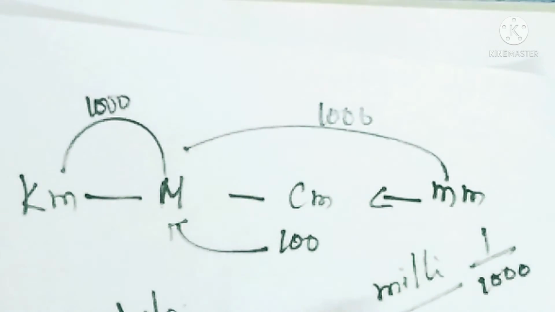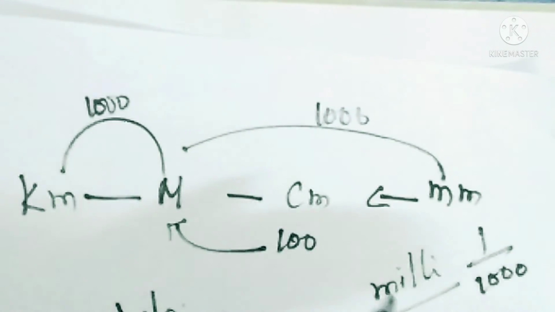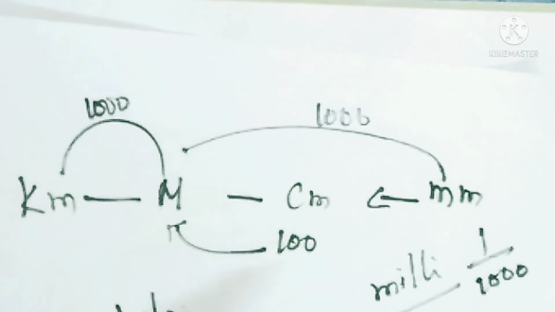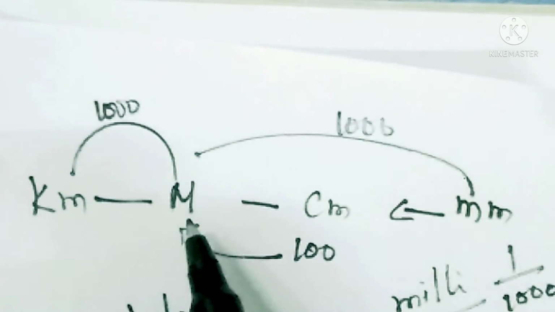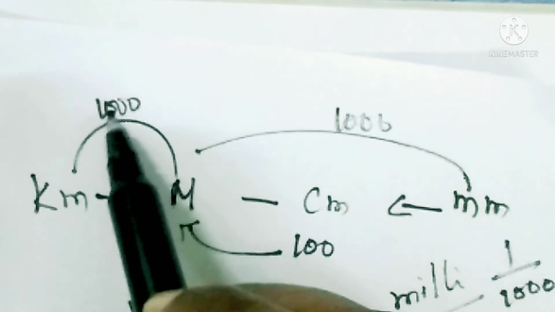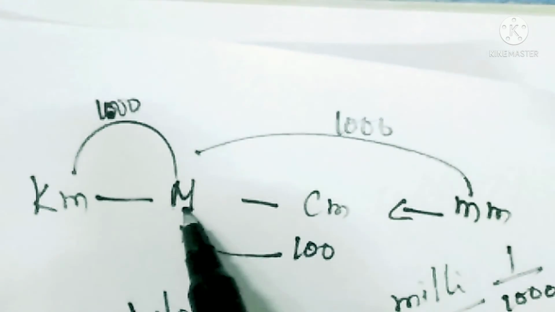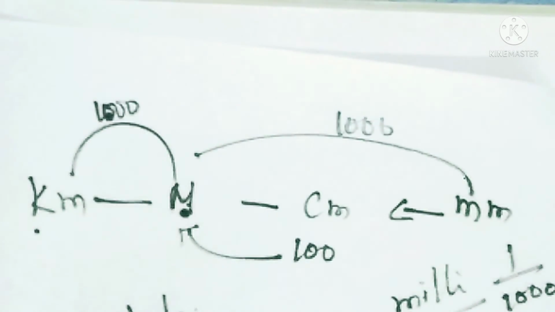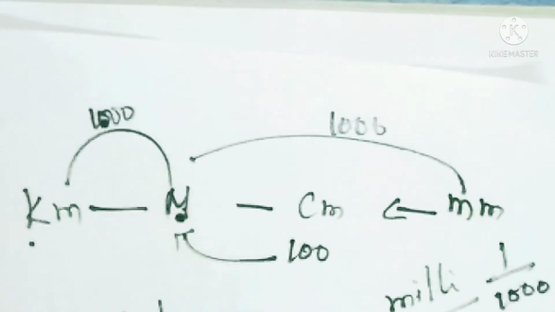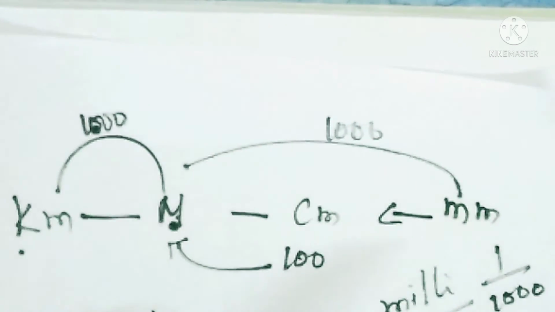So these are all smaller units, and they are called conversion factors. Whenever you want to convert kilometer to meter, you need to multiply by 1000. Whenever you have to convert meter to kilometer, you need to divide. All this you might have learned in maths also.